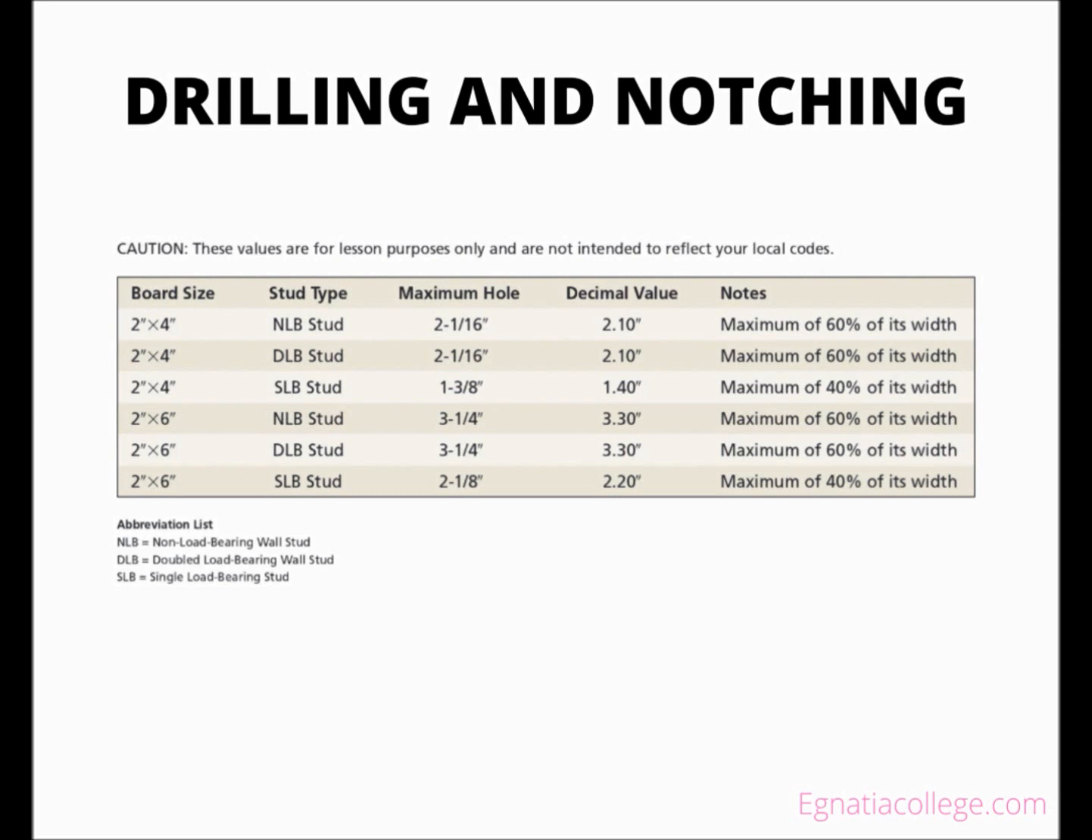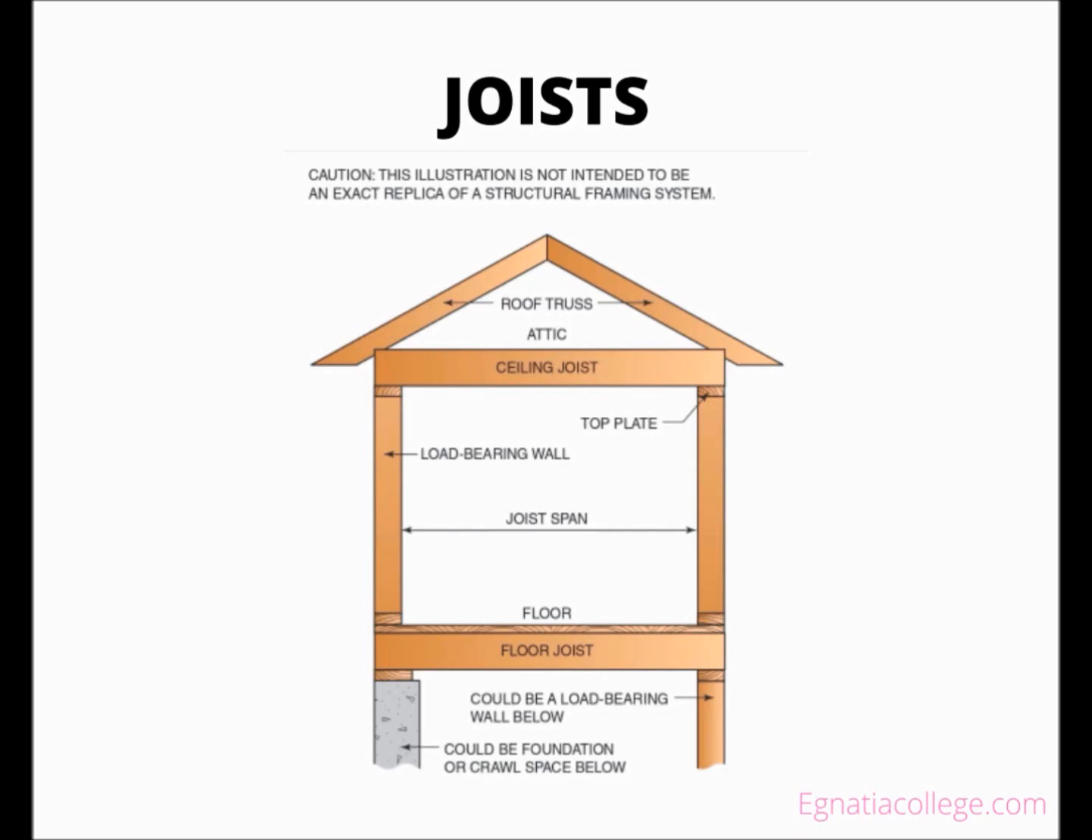Joists. A joist is a horizontal structural support classified as either a floor joist or a ceiling joist. The joists that separate different levels of a house are floor joists, and ceiling joists are the structural boards of the highest ceiling in a house.